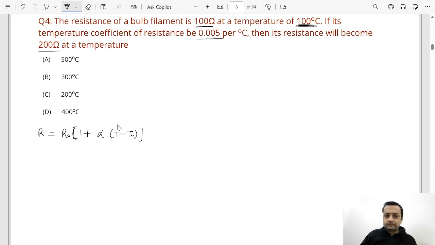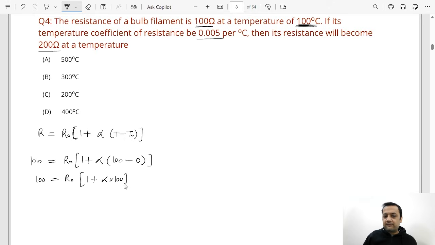So what is R0? R0 is the reference resistance, that means the value of resistance at T0, that means at room temperature. So I will say that the value of resistance has become 100 when the temperature T has become 100. So the value of T is 100. And what did I tell you about T0? T0 will be taken as 0 degrees Celsius if nothing is mentioned. So 100 = R0(1 + α × 100).